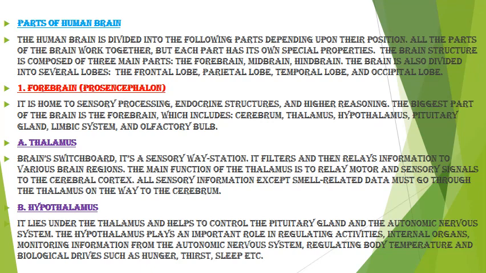Next is hypothalamus. It lies under the thalamus and helps to control the pituitary gland and the autonomic nervous system. Pituitary gland is a very important gland which is related with our third eye, which helps in meditation. The hypothalamus plays an important role in regulating activities of internal organs, monitoring information from the autonomic nervous system, regulating body temperature, and biological drives such as hunger, thirst, sleep, etc.